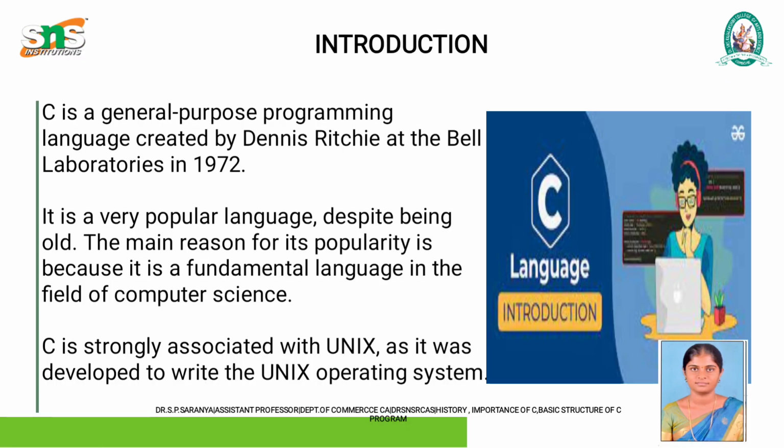C is a general purpose programming language. It was created by Dennis Ritchie in the 1970s, and it remains very widely used and influential. By design, C's features cleanly reflect the capabilities of targeted CPUs, and it is a very popular language despite being very old. The main reason for its popularity is that it's a fundamental language in the field of computer science.